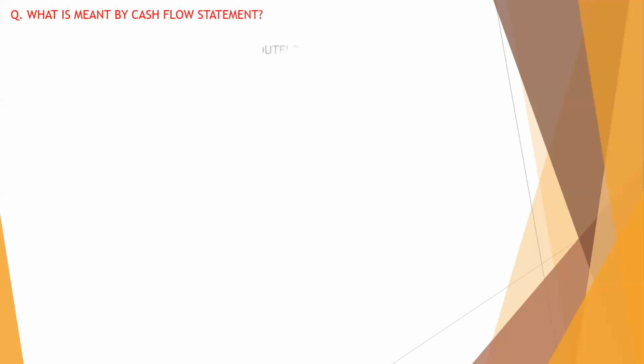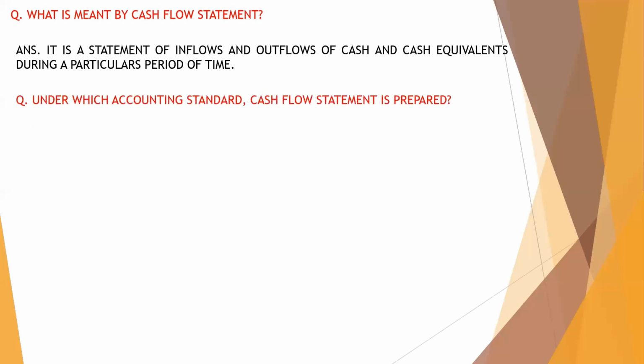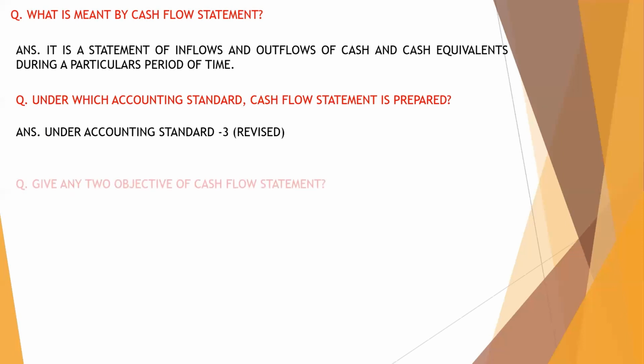Now, what is meant by cash flow statement? Cash flow statement is a statement which records inflow and outflow of cash and cash equivalent during a particular period of time. And which accounting standard governs preparation of cash flow statement? It is Accounting Standard 3 revised.